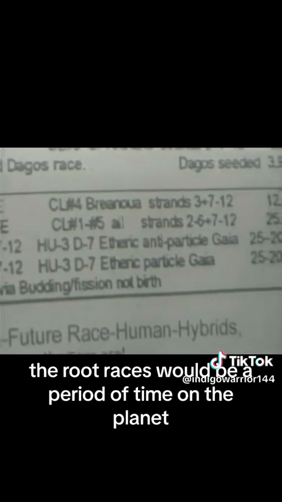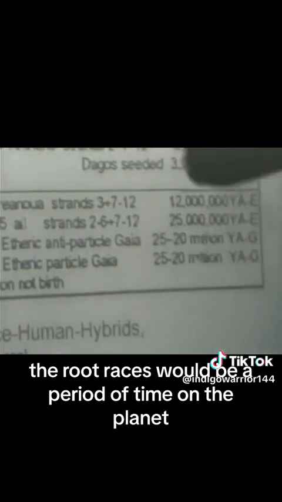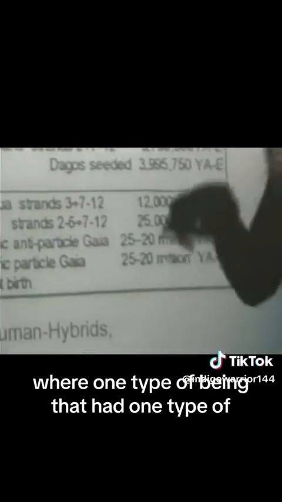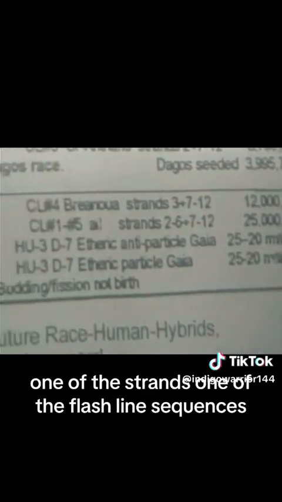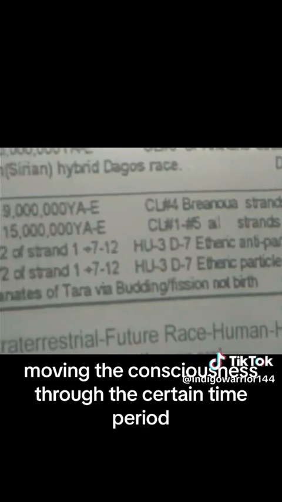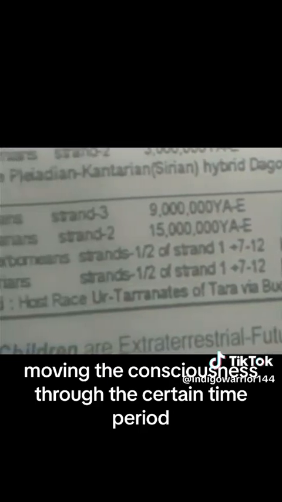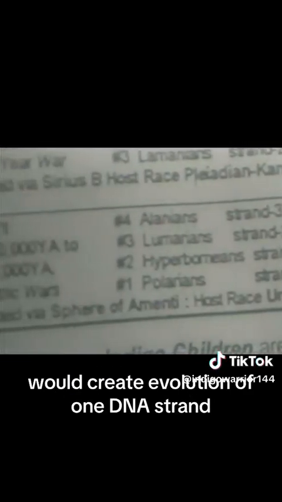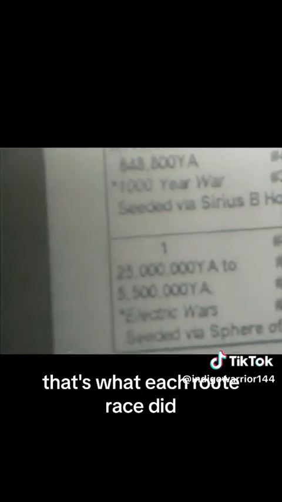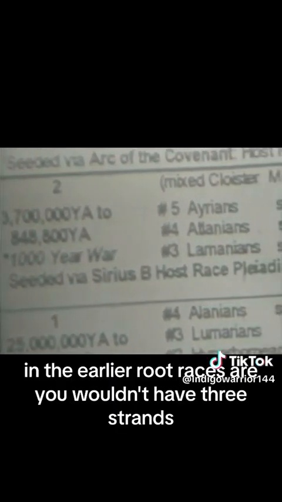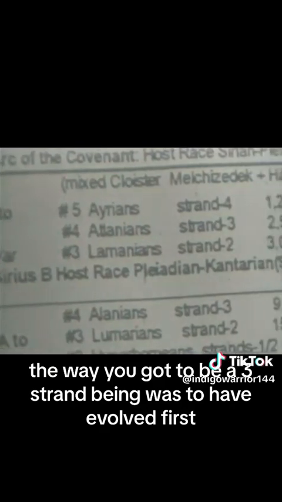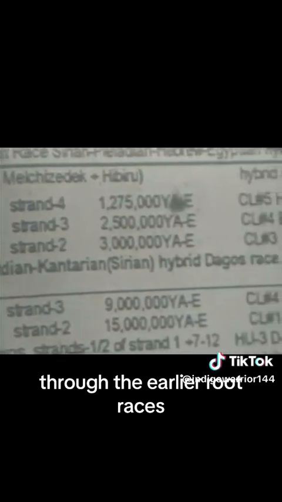The root races would be a period of time on the planet where one type of being that had one of the strands, one of the flash line sequences, moving the consciousness through this certain time period would create evolution of one DNA strand. That's what each root race did. And to get here, it implies you have incarnations in the earlier root races, or you wouldn't have 3 strands.